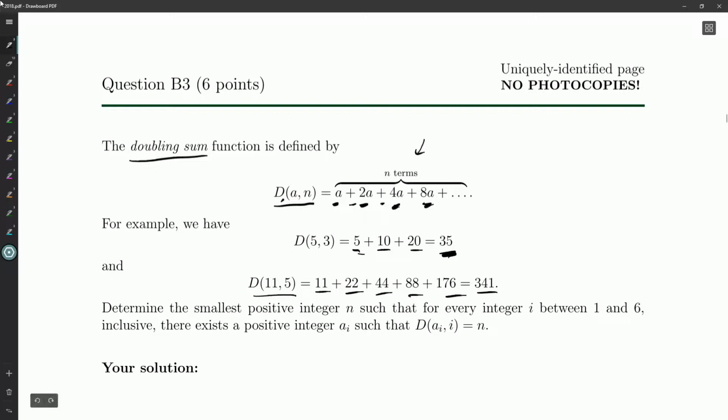All right, determine the smallest positive integer n such that for every integer i between 1 and 6, there exists a positive integer a_i so that D(a_i, i) is n. So n can be written as a doubling sum with the second number being 1, 2, 3, 4, 5, or 6. Okay. So all we need to do is find this n, but we should explain ourselves.